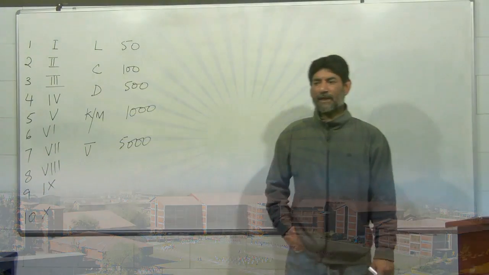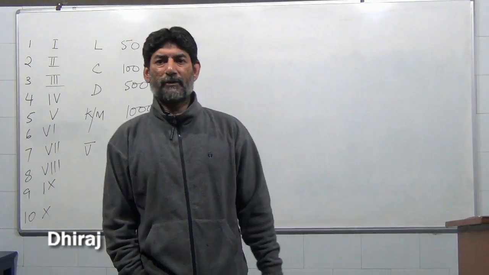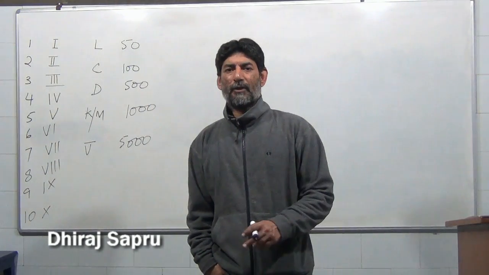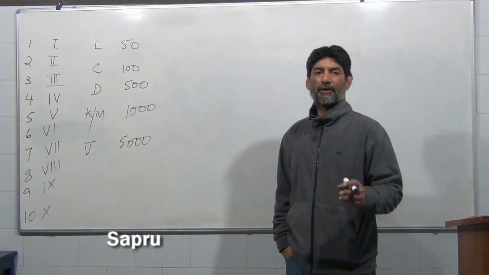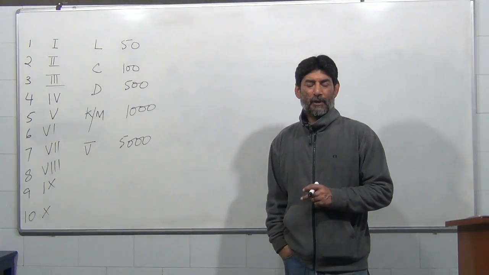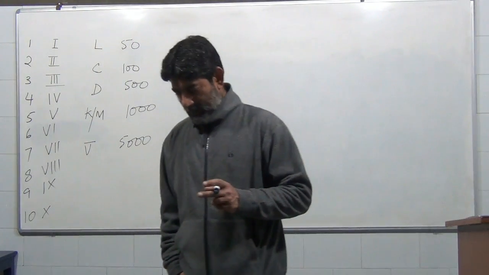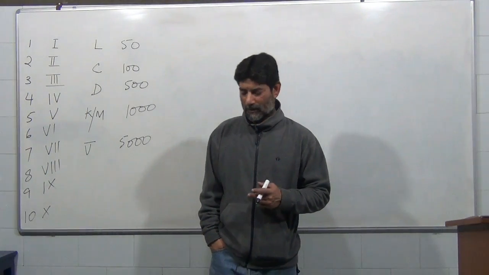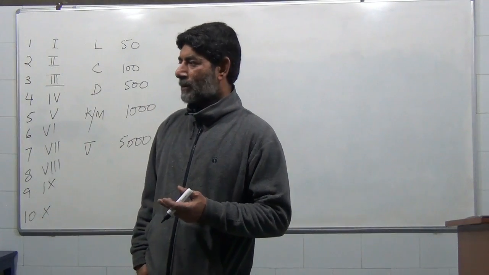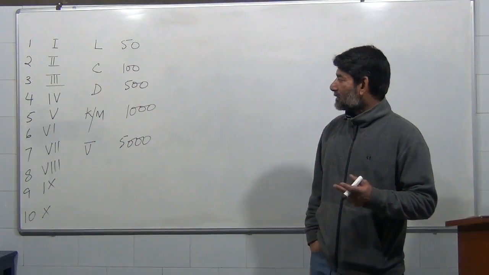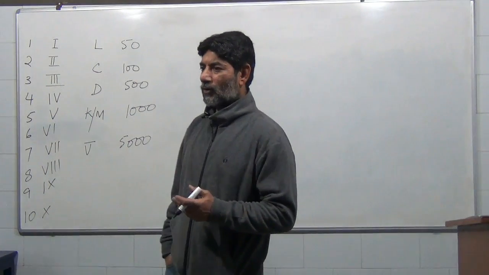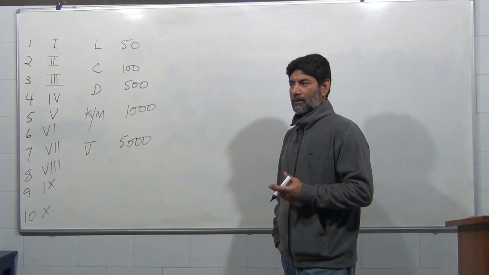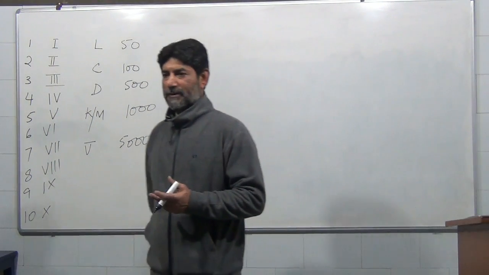In continuation to yesterday's lesson where we were talking about the Indian and the international place value system, today we are going to look at the Roman numerical system. The Roman numerical system is the oldest, the first counting system that was brought about. However, since the Roman numerals do not have a symbol for zero, they did not have a place value system.